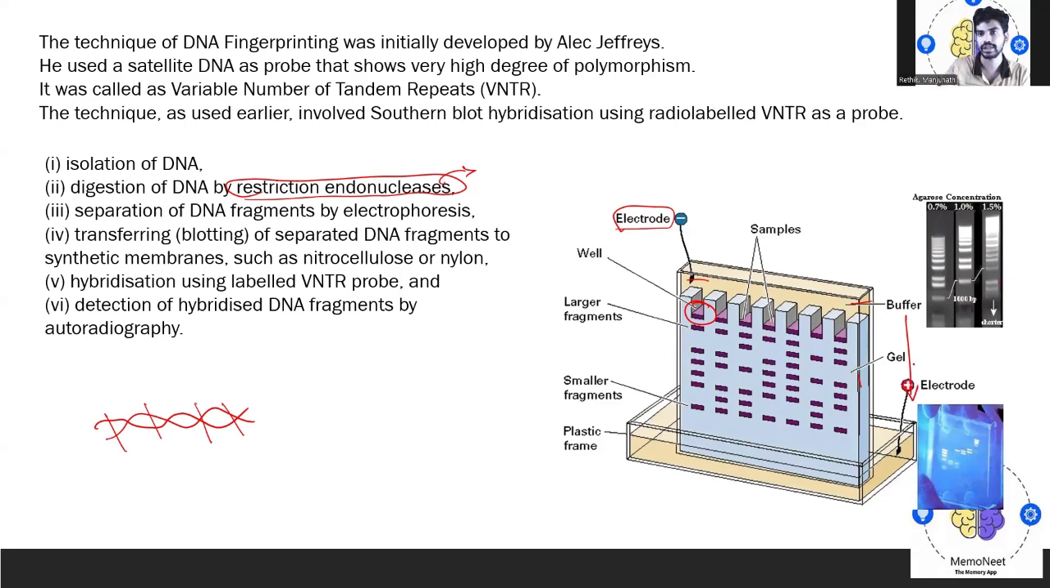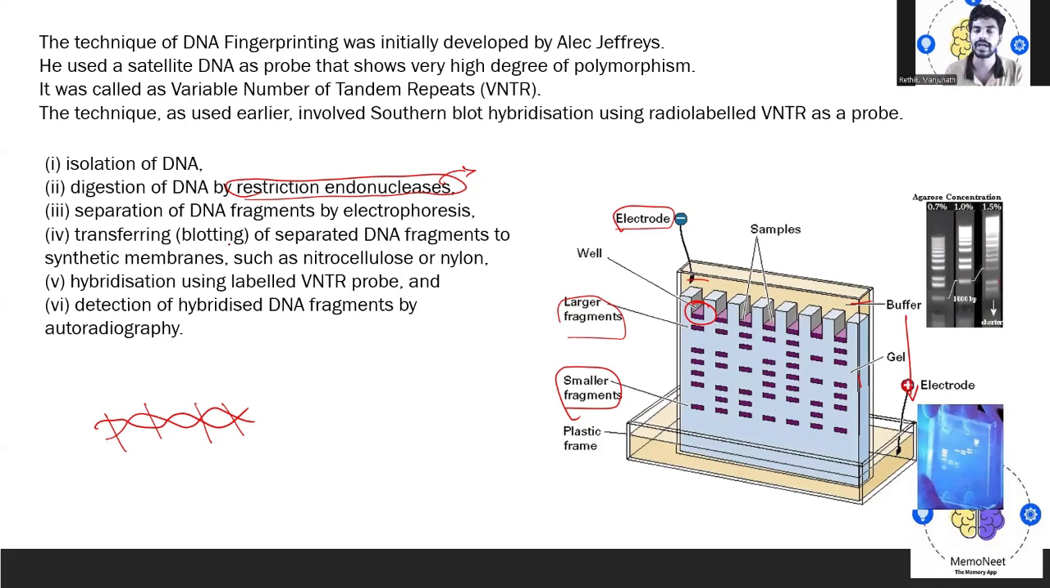So the fragments will start moving in the direction opposite to where you have loaded them. The smaller fragments will move first, and the larger fragments will remain there itself, or move only slightly. Once the electrophoresis has been stopped, you will get different bands. Then the entire gel will be transferred to a membrane.